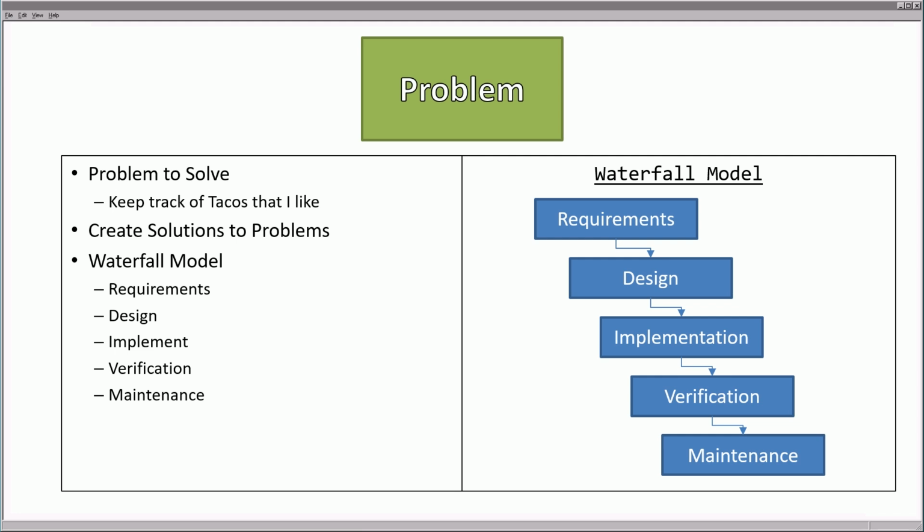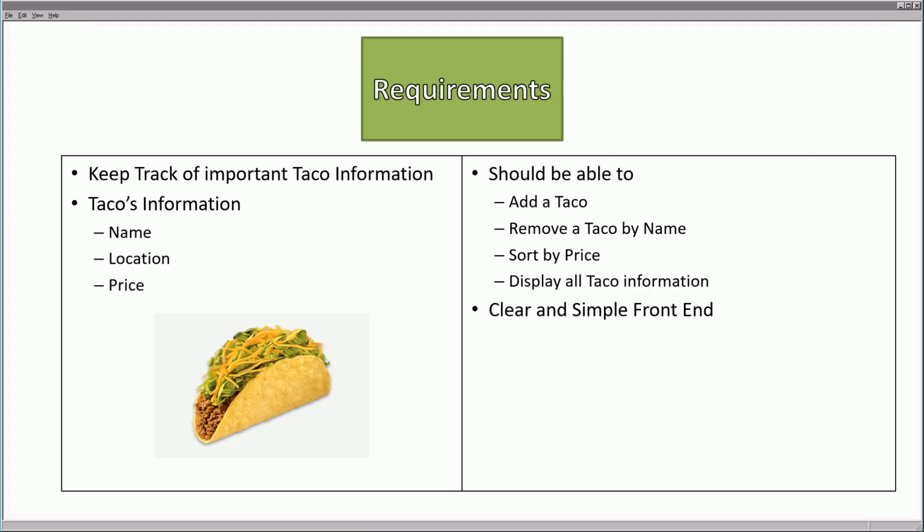Now, in order to address our problem, we're going to go through these steps. First, let's gather our requirements. What does this software require? Well, it needs to keep track of important taco information. What kind of information? Well, the taco's name, location, and its price. The software should be able to add tacos, remove tacos by a given name, sort the tacos by price, and display all the taco information.